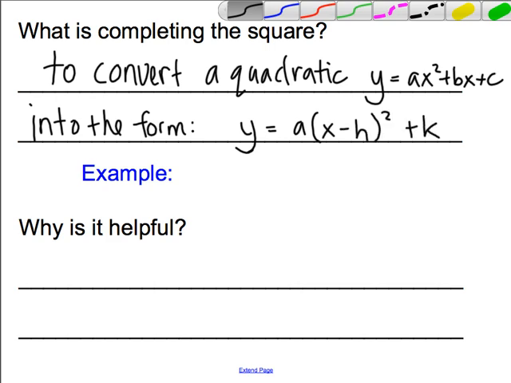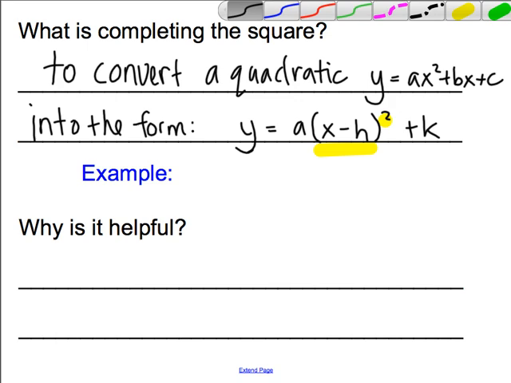So the whole idea with the perfect square is we have this square right here, and that's why we're calling it completing the square. We have to create that squared term. And remember, the h and k are very important to graphing and to understanding a key characteristic of the quadratic. These equations have to be the exact same graph.